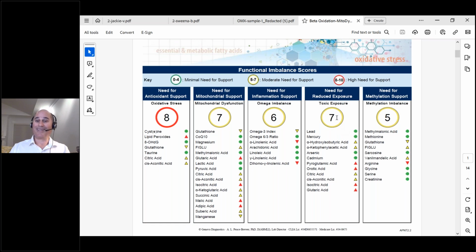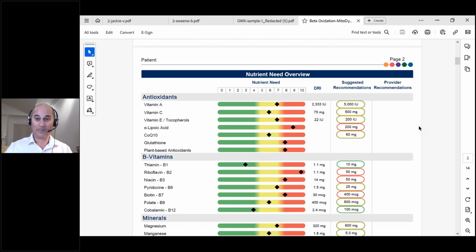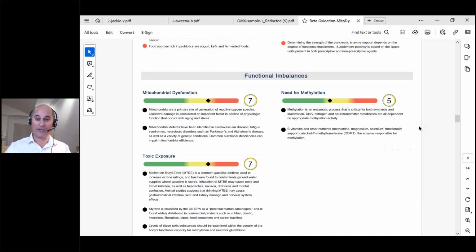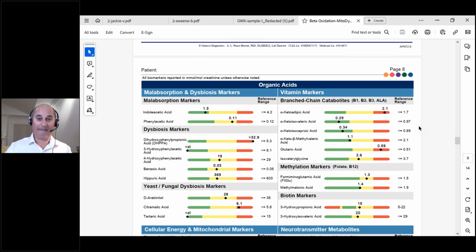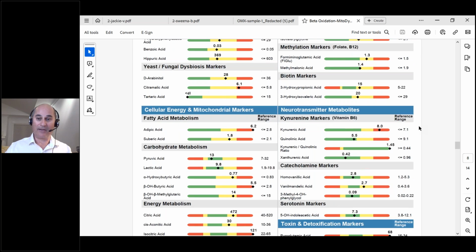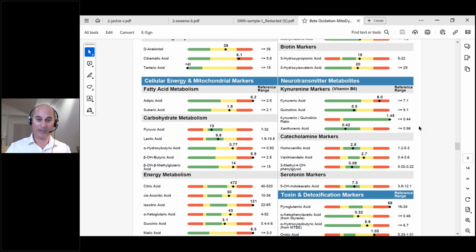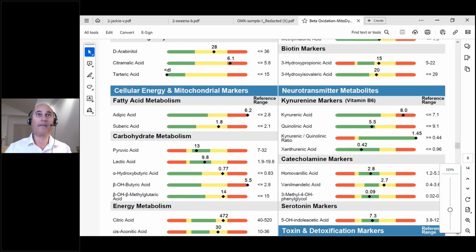Toxic exposure is a 7. That can't be good. So neurotoxins as a potential source of the brain problem, absolutely. Methylation as a potential source of the brain problem, yeah, that's at a 5. So we're starting to get a general picture of where this person's at. And now we can hone in on the specific brain markers that are so important. Okay, and let's look at them one by one.